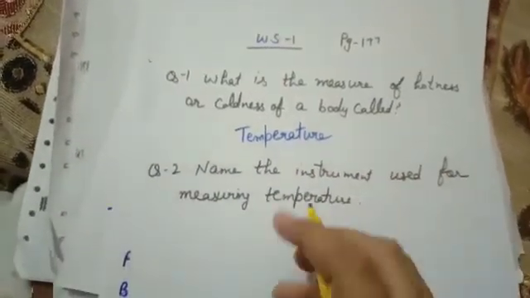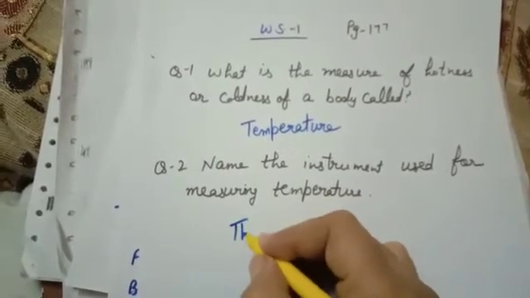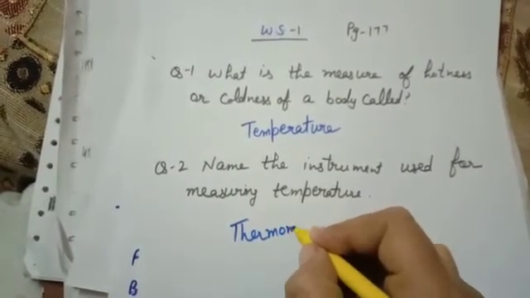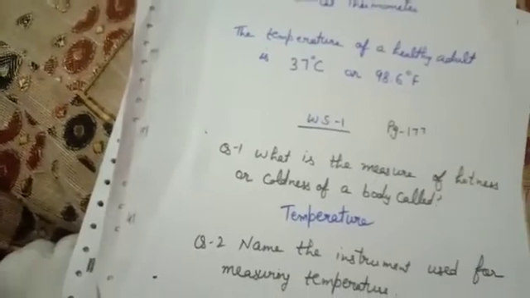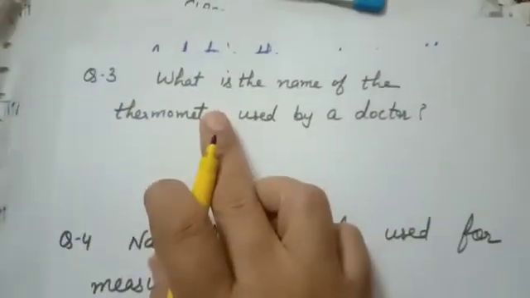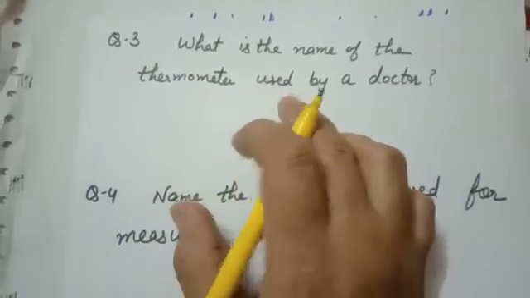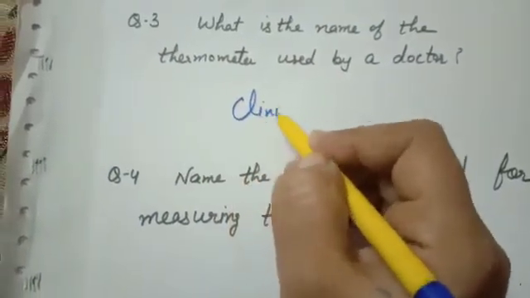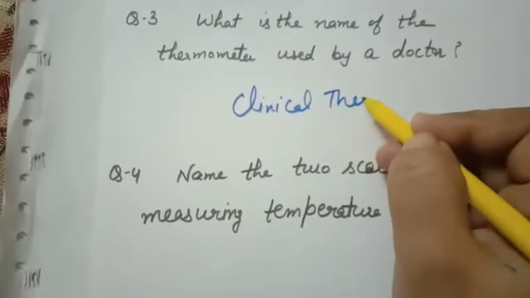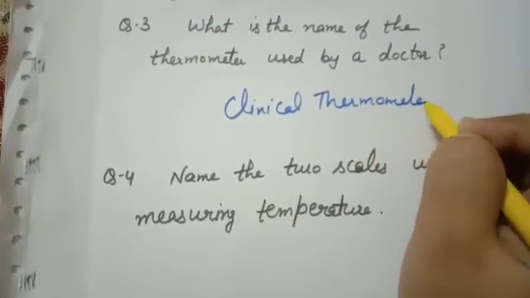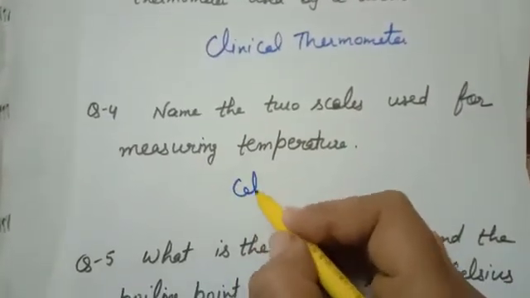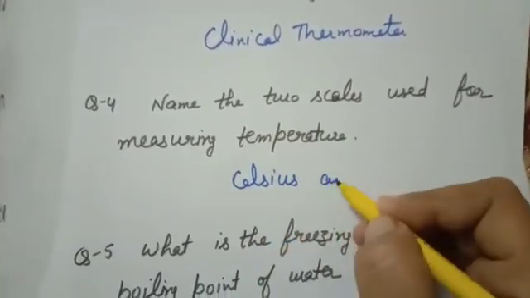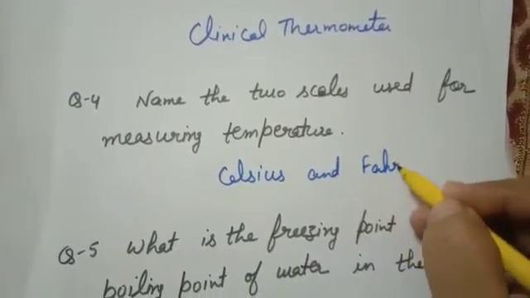The next is, name the instrument used for measuring temperature. Yes, the instrument used for measuring temperature is thermometer. Now, the third question is, what is the name of a thermometer used by a doctor? This is the clinical thermometer. Next is, name the two scales used for measuring temperature. The scales are Celsius and Fahrenheit.